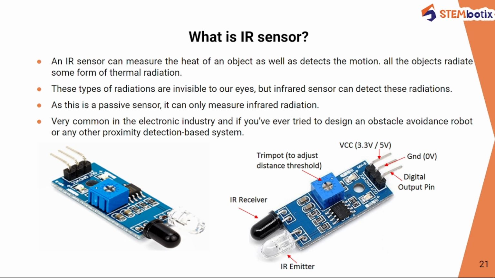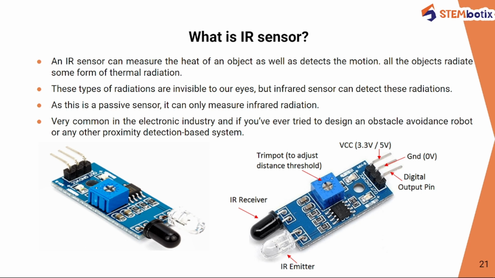IR means infrared sensor. So it is something which works on infrared waves. The IR sensor is an electronic device that emits light in order to sense some object in the surroundings. Whenever you want to sense some object in the surrounding medium, you can use the IR sensor. The IR sensor can measure the heat of a particular object, and it can also detect motion.